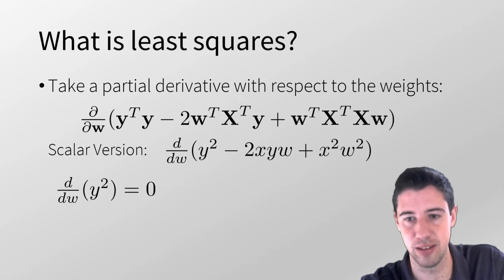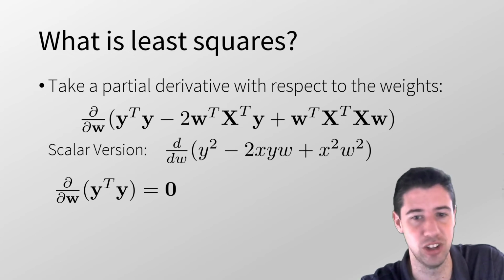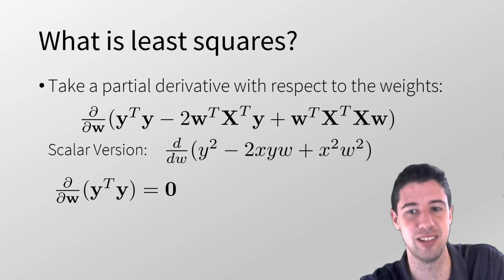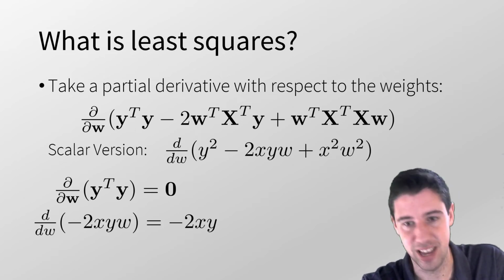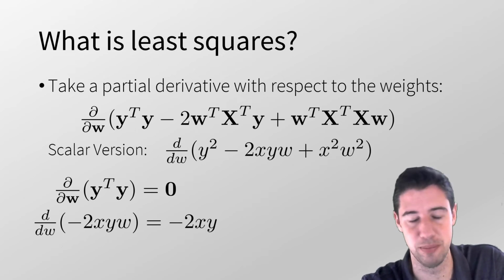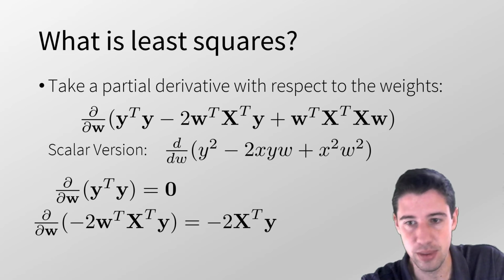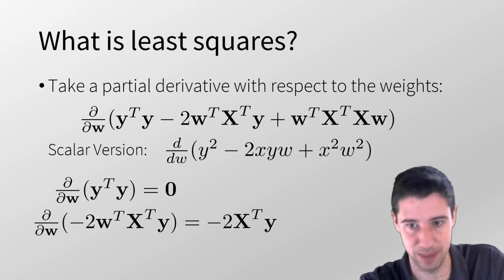In the scalar case, we said that the term y squared did not depend on w, thus the derivative was 0. In the matrix vector case, the term y transpose y still doesn't depend on vector w, and thus the partial derivative will be the 0 vector. In the scalar case of the second term, we said the w term goes away through the power rule, and thus the derivative was simply minus 2xy. In the matrix vector case, the w transpose term similarly goes away, and we are left with minus 2x transpose y.